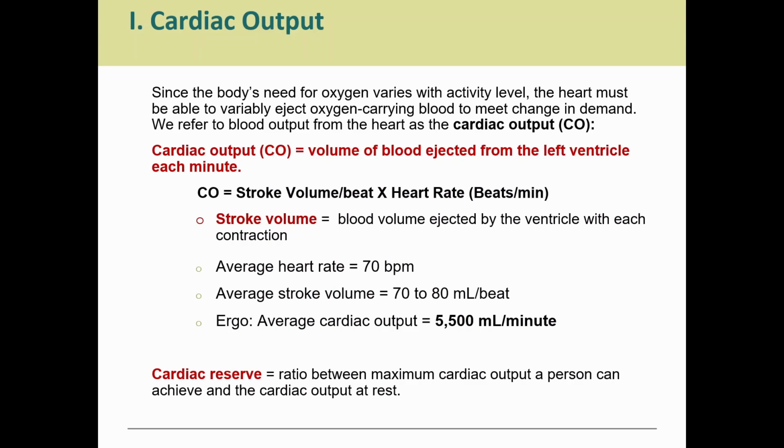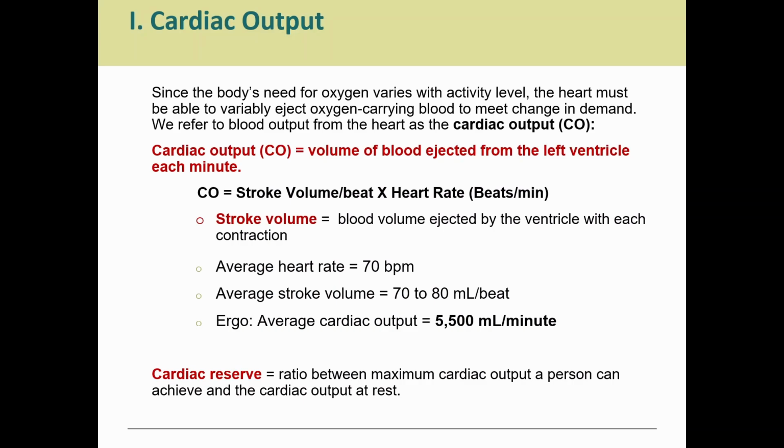If we calculate this, we can do so by looking at the stroke volume per beat, so how much of this blood is ejected with each contraction, times the heart rate, how many beats per minute. And if you think about it, that makes sense, right? How much blood is being ejected for each individual beat? How often is the heart beating? Those things together give you the cardiac output.